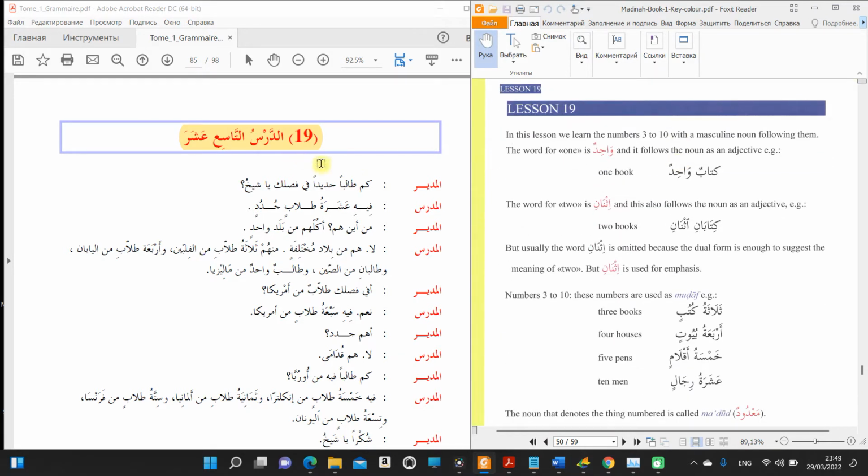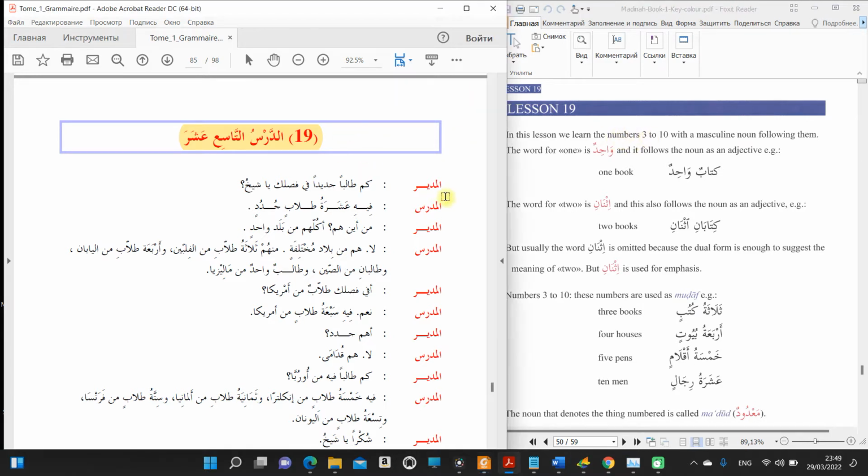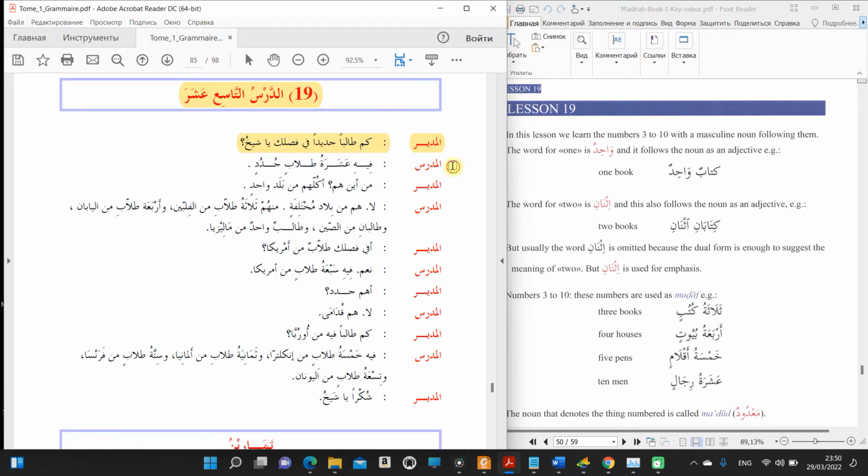Let's get started with a new lesson. Alhamdulillah, in this lesson we finally have reached the topic of numbers. Let's start with the dialogue. Al-Mudir, which means principal, says: كم طالبا جديدا في فصلك يا شيخ؟ How many new students, جديد, new, طالب, students, in your class, oh sheikh? So he's asking for the number. And Al-Mudarris says: فيه عشرة طلاب جدد.